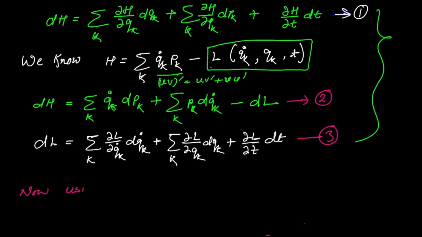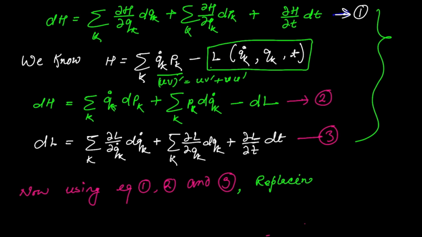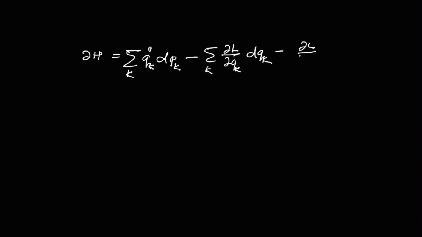Using equations 1, 2 and 3, and also replacing the term del L by del qk dot with pk, the generalized momentum, which we have already discussed in the previous video, we get this expression: dH equals summation qk dot dpk minus summation del L by del qk dqk minus del L by del t dt. Okay, this is equation number 4.